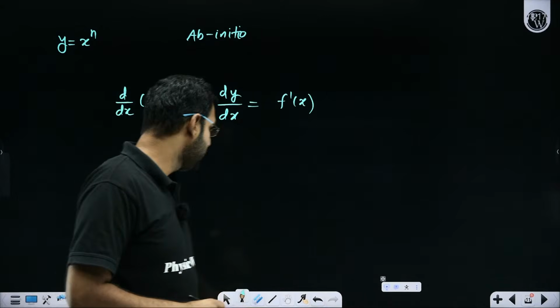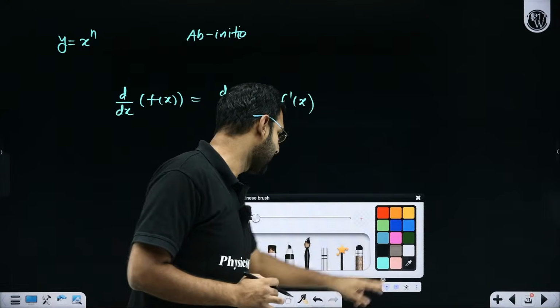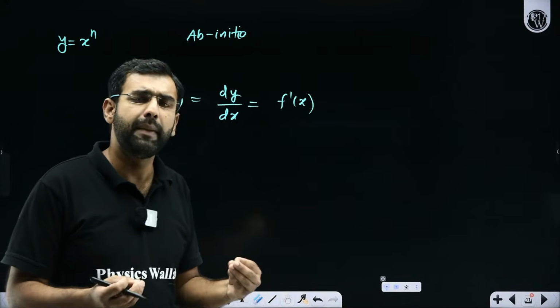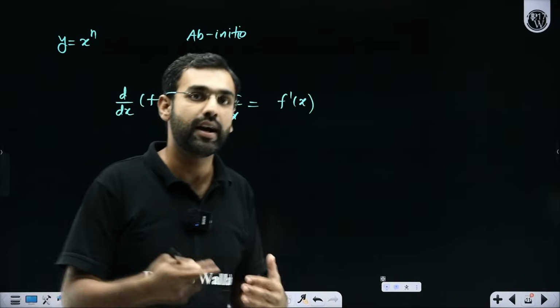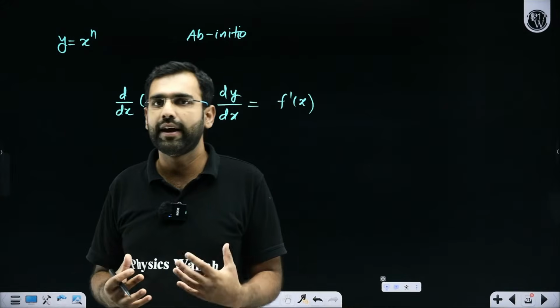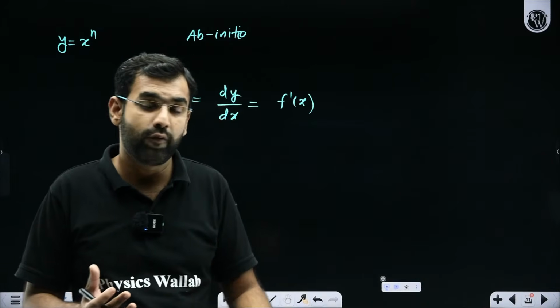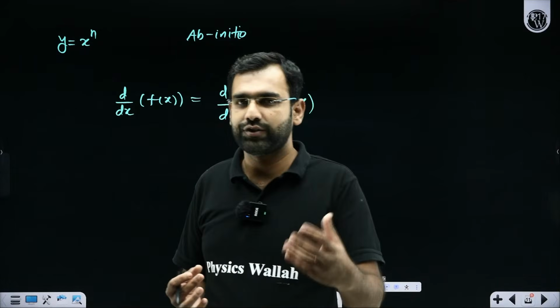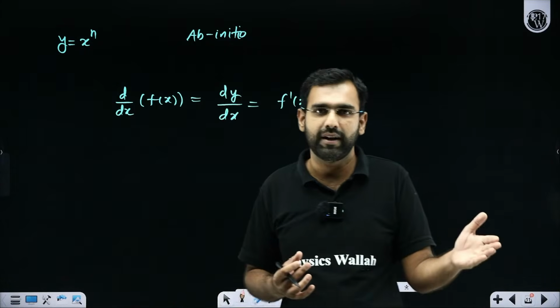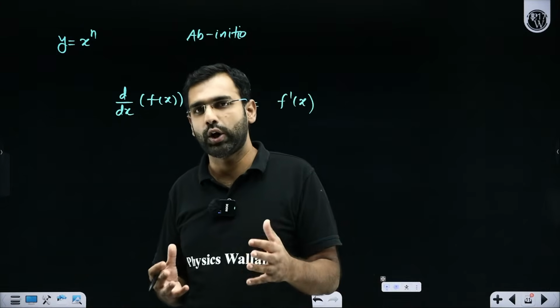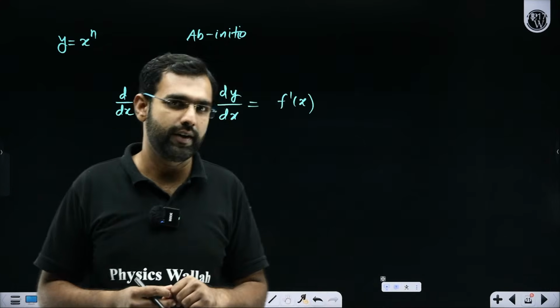But the major concern here is that you should understand that ab initio method, the basic principle, so that you can understand how we got all of these formulae, where you say the derivative of sin x is cos x, the derivative of tan x is sec square x, the derivative of x to the power n is n x to the power n minus 1. So how are you getting all of these formulae? That's exactly what we are discussing here.